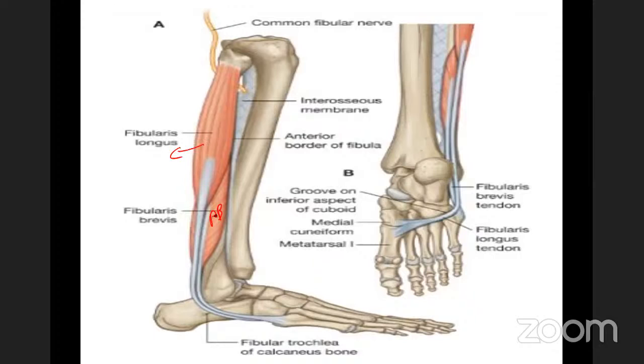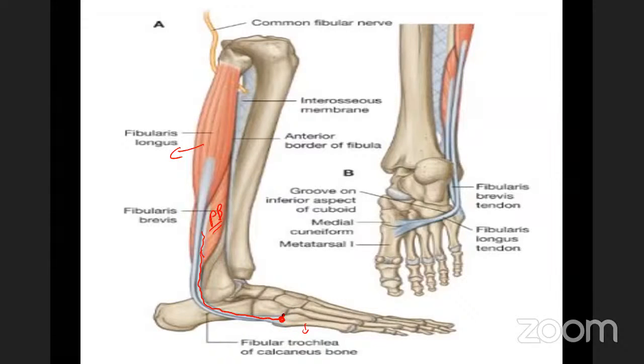Now let us see the insertion of these muscles. First we will discuss the peroneus brevis. This muscle, what you are seeing here, passes beneath the lateral malleolus, then comes all the way and attaches to the tuberosity of the fifth metatarsal bone. So peroneus brevis attaches to the tuberosity of the fifth metatarsal bone, that is the base.